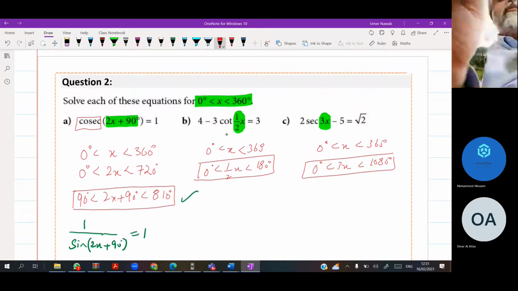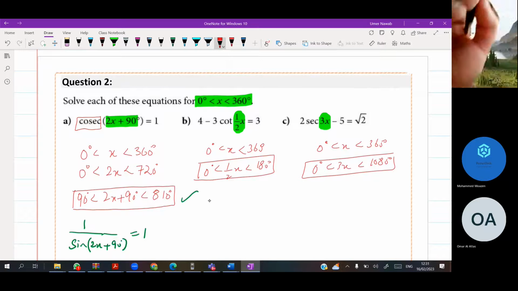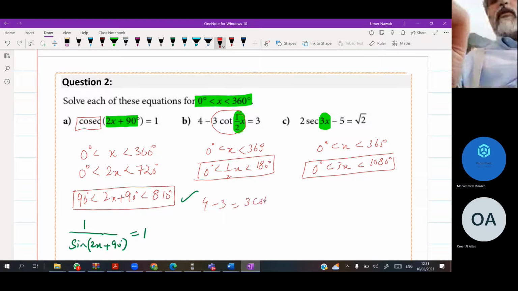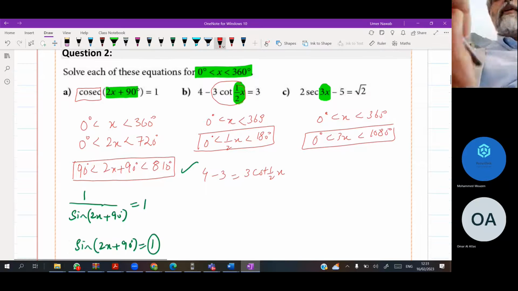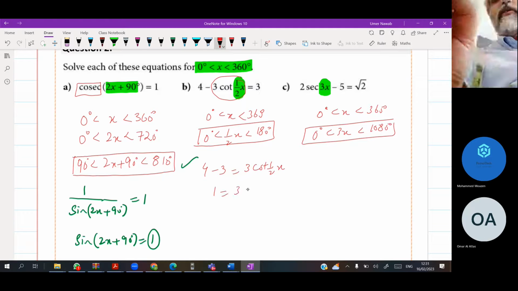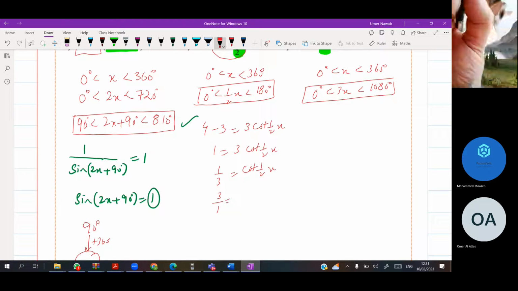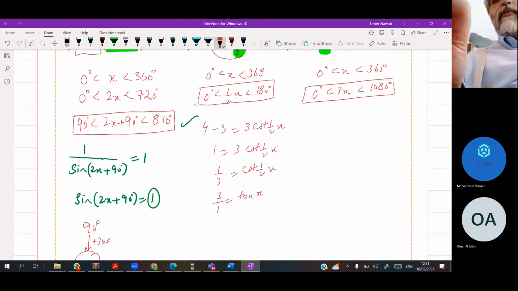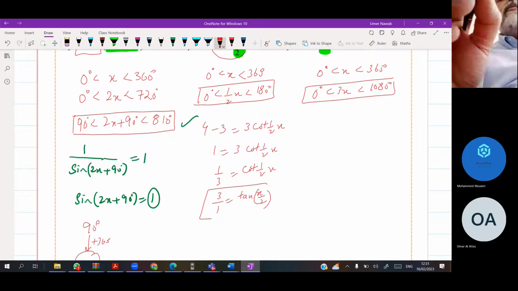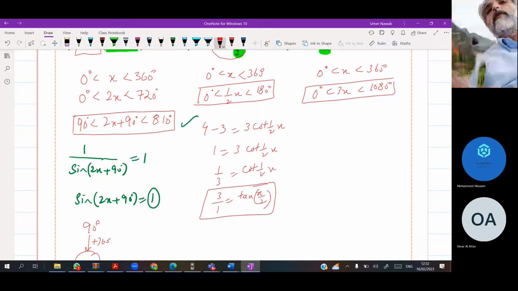You need to simplify and try to convert it into a basic trigonometric equation. So 4 minus 3 cot of half x, since my subject term is negative, I'm going to send it to the right hand side. 3 cot of half x is equal to 1. So 1 over 3 is cot of half x, and I'm going to reciprocate it: 3 over 1 is equal to tan of x over 2. And then you remember how to solve the equation.